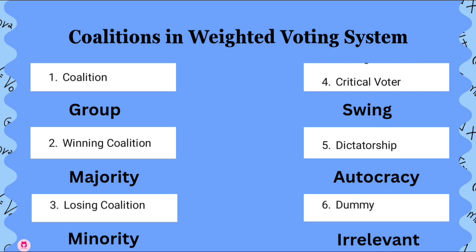The fourth one we have is a critical voter. This is a voter who leaves a winning coalition and thereby turns it into a losing coalition. So a critical voter is a swing. A dictatorship or a dictator is a voter who has a weight that is greater than or equal to the quota. So a dictator or dictatorship is an autocracy. And the last one is dummy. This is a voter who is never a critical voter and has no power. So a dummy is irrelevant.